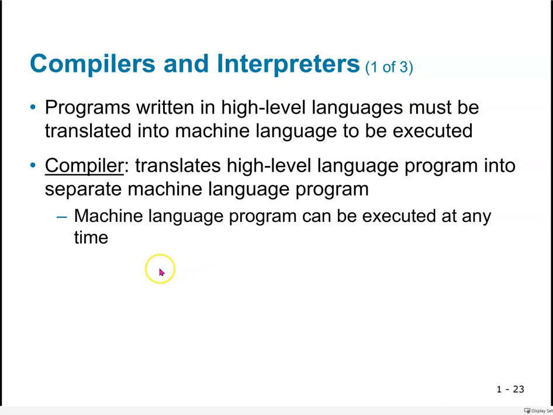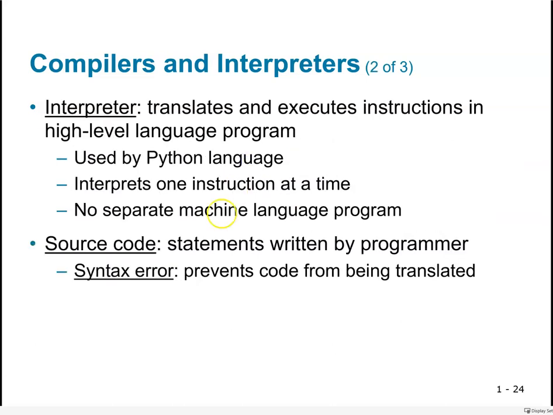A compiler and interpreter. Programs written in a high-level language must be translated into machine language to be executed. A compiler translates high-level language programs into separate machine language programs, and they can be executed at any time. So, for example, it's like a translator. You have a book in English; it's translated to Spanish. Okay, then we have what's called an interpreter. This is more like a real-life interpreter. It does it on the fly. You say a sentence, it converts it to runnable machine language. Python is an interpreter, and it determines one instruction at a time and doesn't generate its own machine language program.